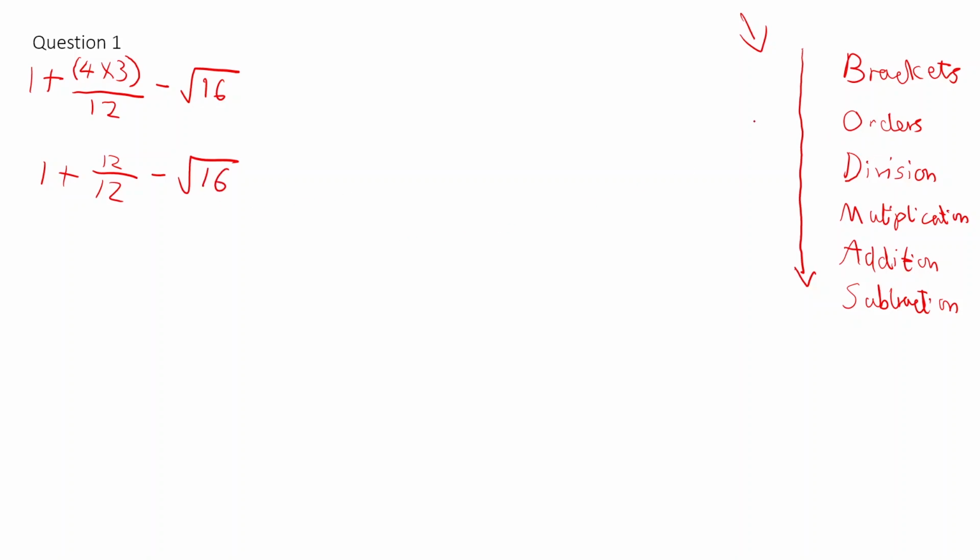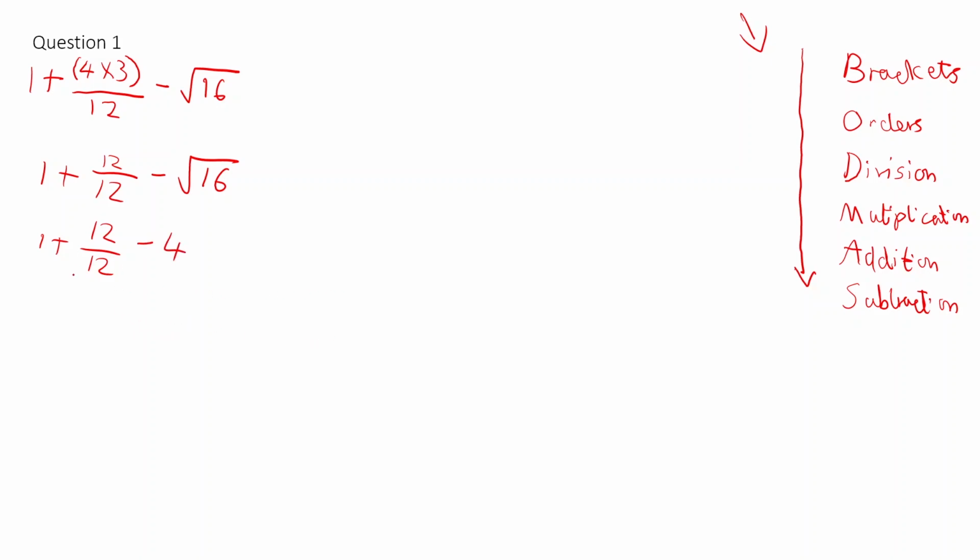The next step is orders. Orders are roots and powers. So root 16, we solve that now. Root 16 is just 4, so 1 plus 12 over 12 minus 4.